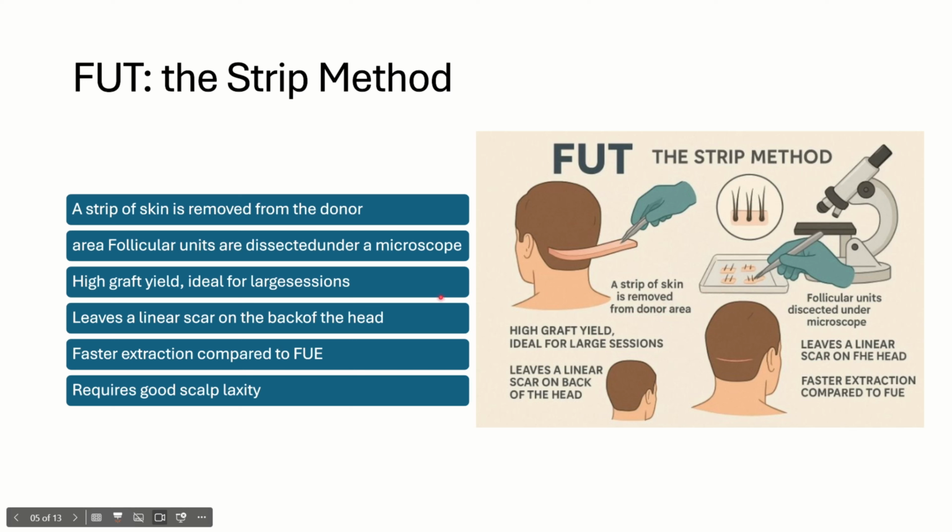What we need to understand is that this surgery of course leaves a linear scar on the back of your head. Usually it's not visible, because when the hair grows, it will cover your scar. And the other important part is that it is faster than FUE.